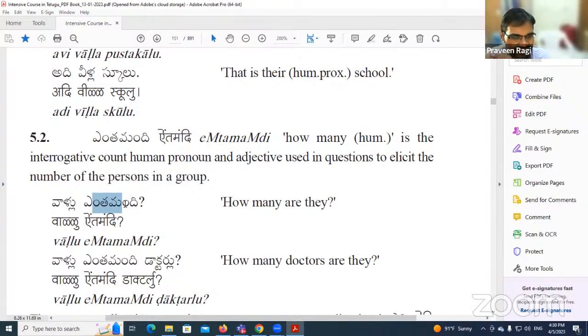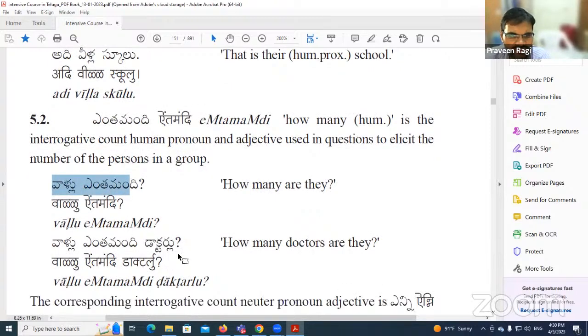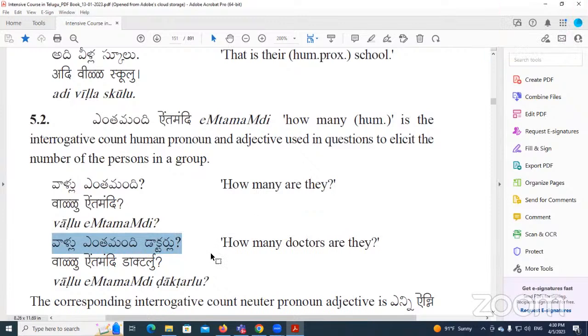How many? Yenni. How much means yenta? How many means yenni. So it will be avi enni. How many are they? When we are talking about things. But when we are talking about people, this is perfect. వాళ్ళు ఎంతమంది. So next one, how many doctors are they? Okay, ఇది మీరు చెప్పండి. Okay. వాళ్ళు ఎంతమంది డాక్టర్లు? Yeah, వాళ్ళు ఎంతమంది డాక్టర్లు.